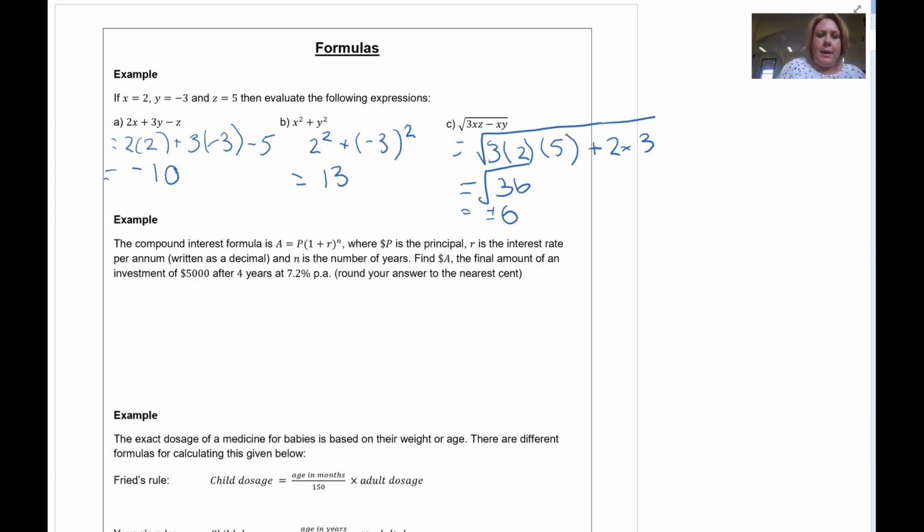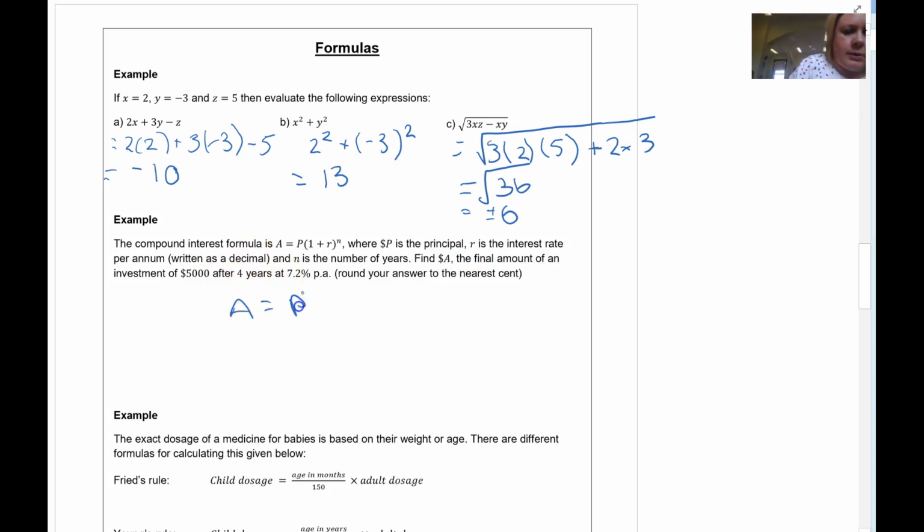Okay, this is a written example, and it's asking you to do exactly the same thing. Substitute numbers into a formula. It says the compound interest formula, where P is the principal, R is the rate, and written as a decimal, and N is the number of years. Find A if 5,000 is invested for 4 years at 7.2.